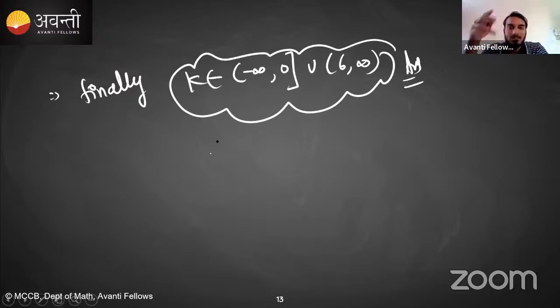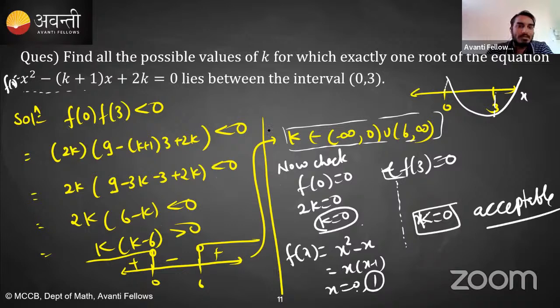See, I will repeat it once again. Okay. So what I did is, the question is asking us to find the conditions where exactly one root is lying between 0 and 3. From our analysis we know that if exactly one root is lying between 0 and 3, it means f of 0 into f of 3 should be less than 0. Yes or no? So from there I did f of 0 into f of 3 less than 0. There I got the condition in k, which is k belonging to minus infinity to 0 union 6 to infinity. Yes or no?